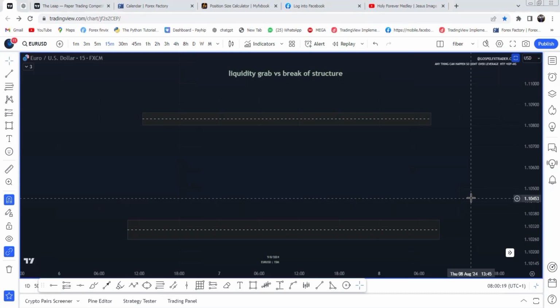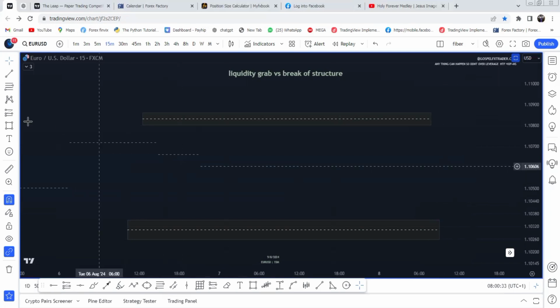Which means that before you are confused on your lower time frames, whether this is a grab of liquidity or a break of structure to confirm whatsoever, you need to first of all know where the market is driving to. All right, you need to first of all know where the market is driving to.